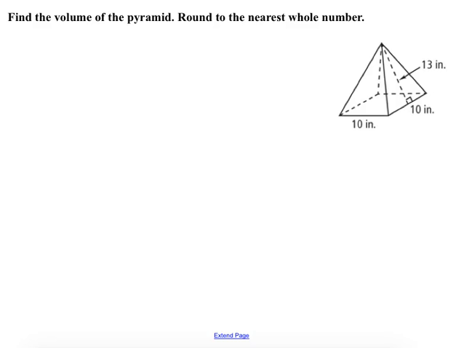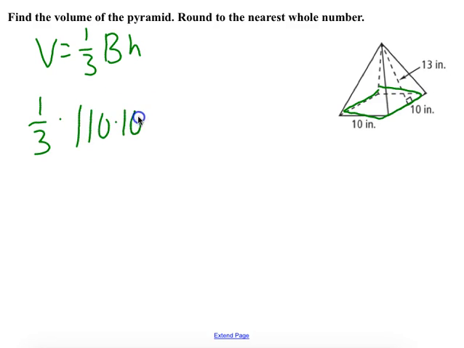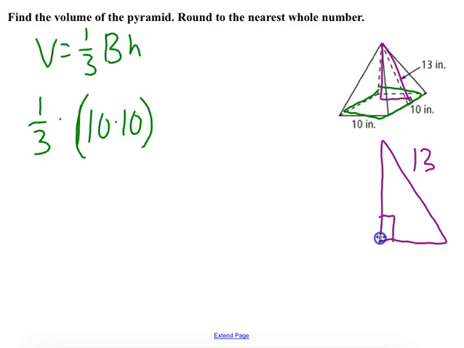Find the volume of the pyramid, round to the nearest whole number. So volume is 1/3 big B times H. So let's look over here at the diagram. I have a square for my base, meaning I take length times width to find the base area. So 10 times 10. And then my height right here, this is actually my slant height, so I have to come in and find that height, which is pretty simple. It's just Pythagorean theorem.